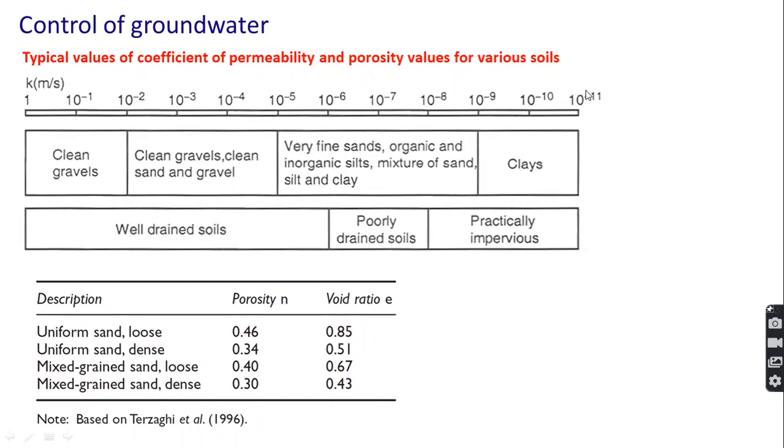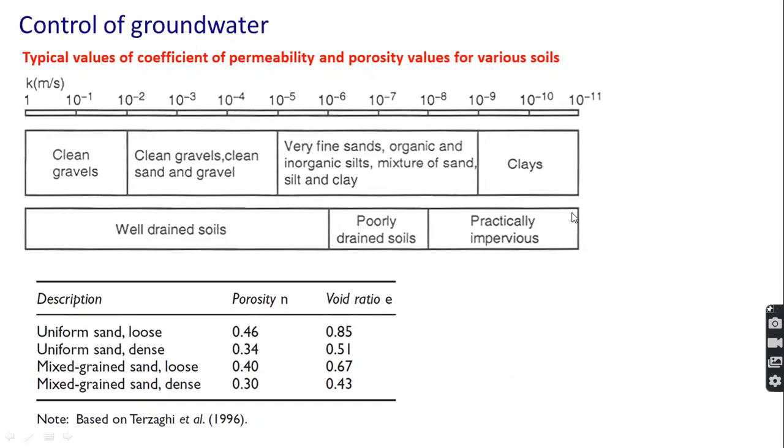Porosity is important in calculating the amount of water to be dewatered inside the excavation, because below the water level you have some volume of water to be excavated. So porosity is a very useful parameter. For example, in general, a porosity of about 0.35 to 0.4 is used in the dewatering analysis.